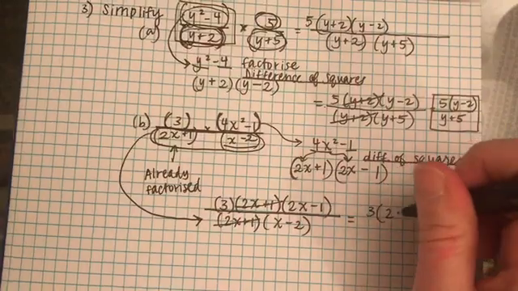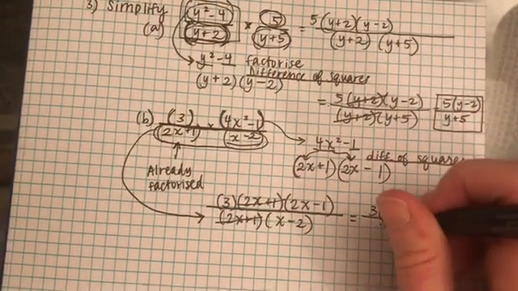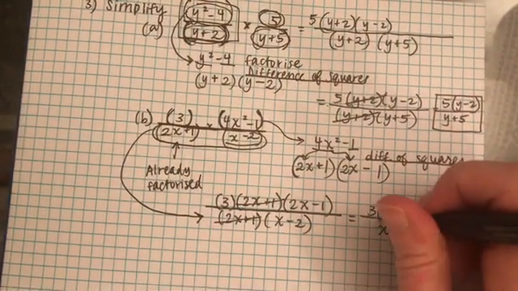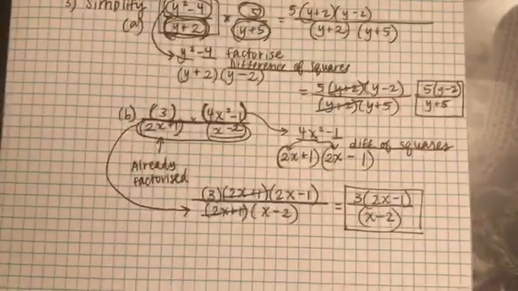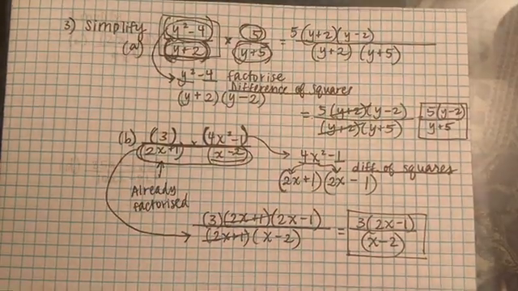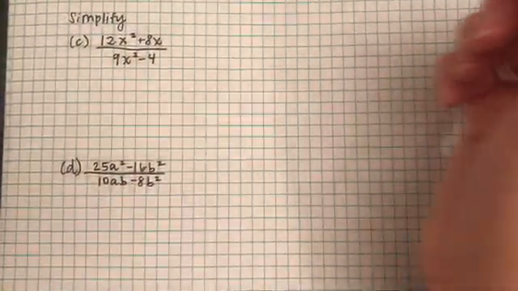So 3 brackets 2x minus 1 all over x minus 2. Again, if you want to leave those in brackets, you can, but you do not have to go ahead and add them for our answer. But that's about it. All right, and here in the next two, we're asked to simplify.